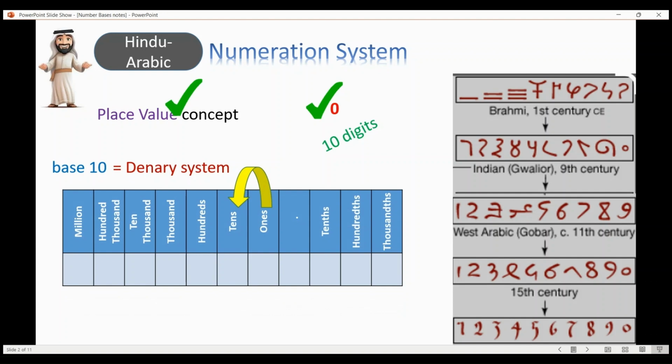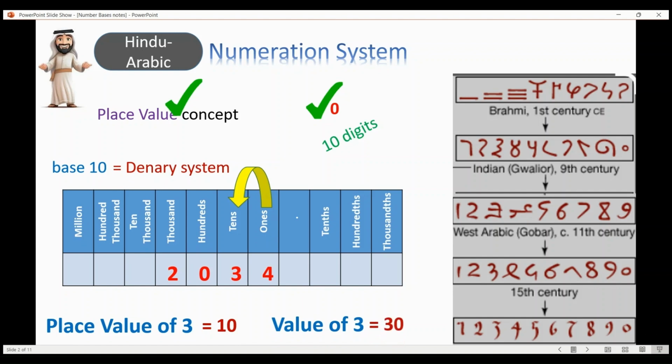And if we're going to the right, we'd be dividing by 10. And if we're smaller than a whole, then we have a decimal point, which carries us to the point of tenths and hundredths and thousandths and so forth. Let's look at this number, 2034. Just as a quick reminder, the place value of the number 3 in this particular number is 3 tens. That's the value of that column. And of course, the value of 3 will be 3 tens, which is 30. That is how much it's worth.